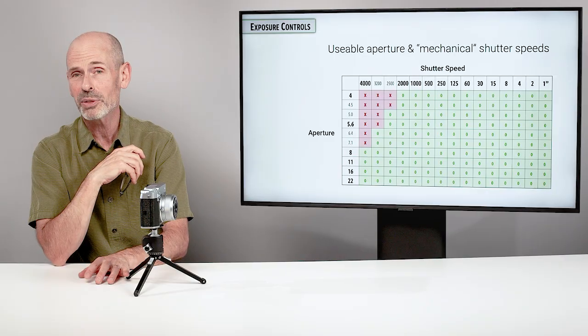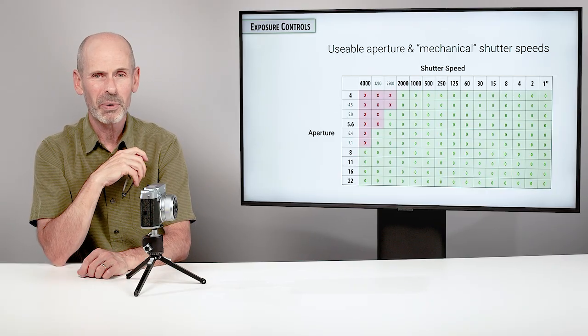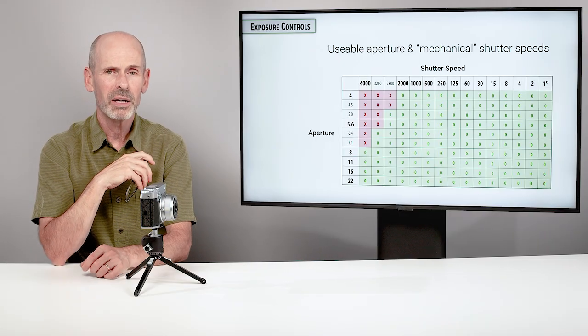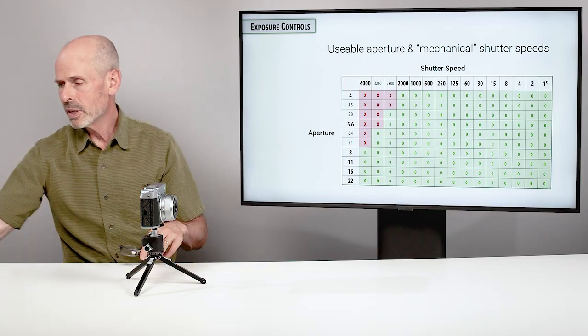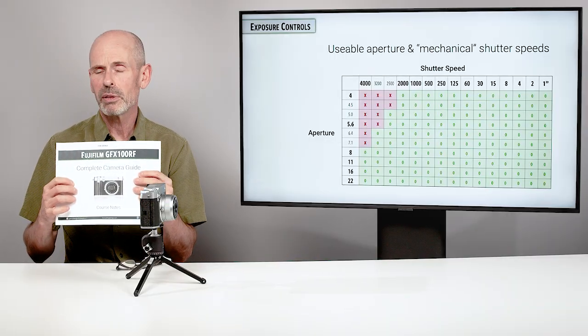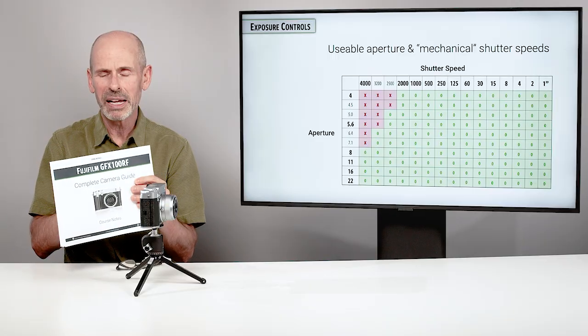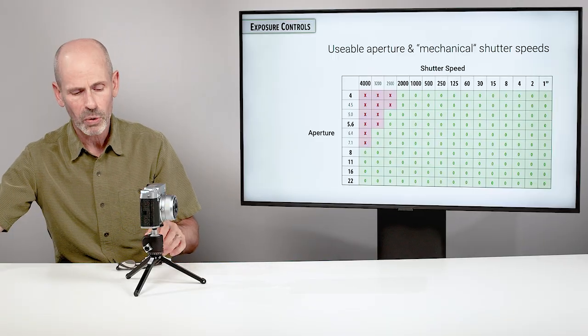This one goes up to 2,000th without a problem. Trying to get it all the way up to 4,000th just gets to be a problem on there. And so there are some unusable settings. Now, I have included that chart in the course notes that comes with the full purchase of the class. And so if you don't want to try to memorize this right now, that'll be in the course notes as well.